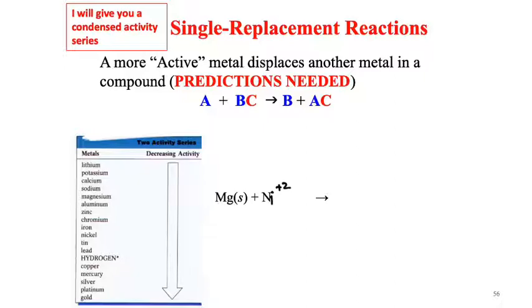Magnesium is going to become an ion. What is the ion form for magnesium? A +2. What happens to the nickel? It just becomes a solid. So we could write the equation in this format, or we could write the equation as we initially studied.